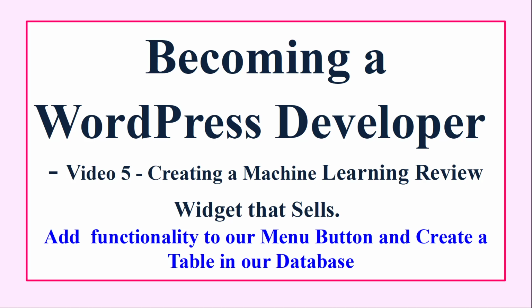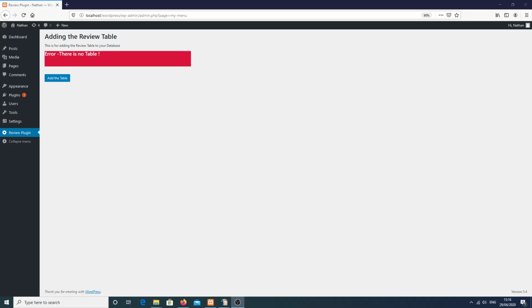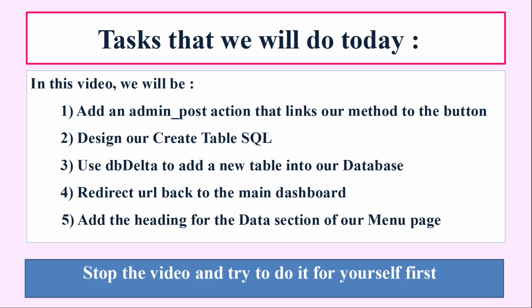So let's have a quick look at what we've done so far and what we'll be doing in this video. This is where we got to last time. When we click on this menu button, it should add our table. At the moment, if you click on it, it just takes us to this admin post. So in this video we're just linking that up with our code that creates our table. Okay, so these are the 5 tasks that we'll be doing today.